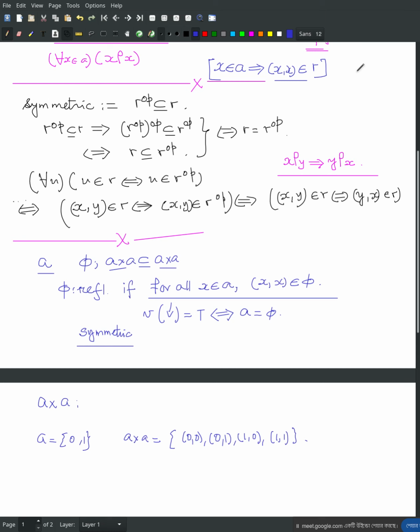Then it becomes reflexive, right? And then, is it symmetric? Yes, because again, using one of those, the subset of A cross A is A cross A itself. If you take this, if xy is there, then yx is obviously there, so it is symmetric again.